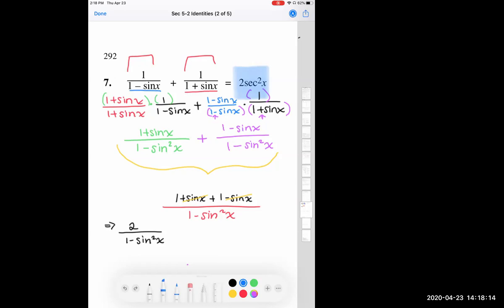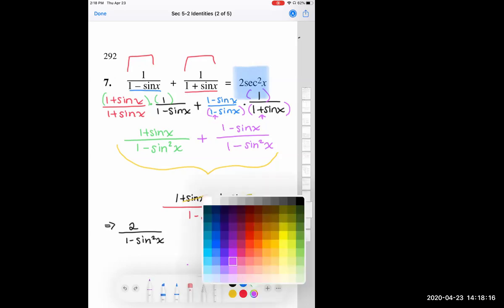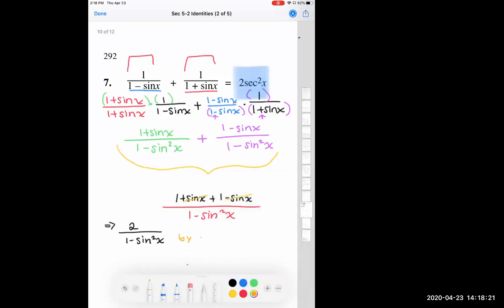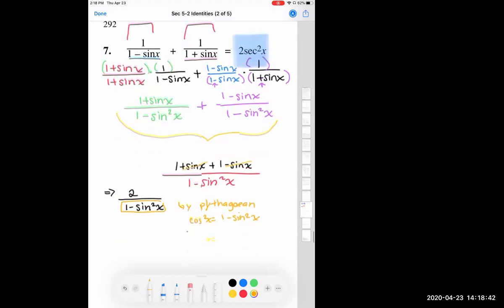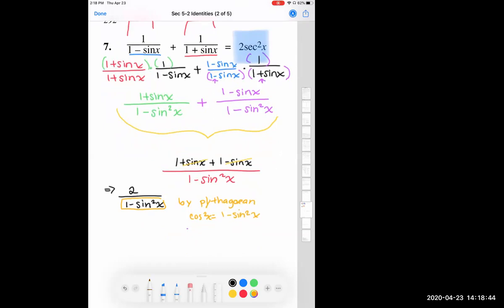Well, we can use our Pythagorean identities, right? By our Pythagorean identities, we know that 1 minus sine squared gives us cosine squared. So we can change all of this to just a cosine squared. Okay, so what do we have so far? We have 2 over cosine squared x.